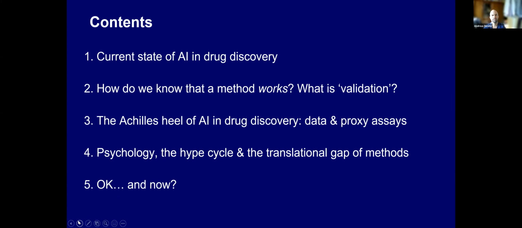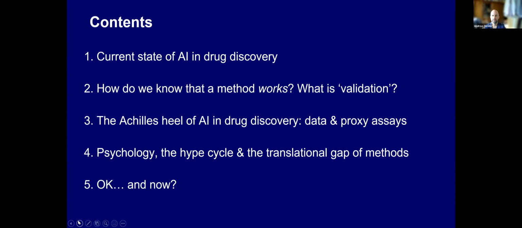So what will I go through today? A few slides about the current state of AI in drug discovery. Then I will talk about method validation and how we can actually validate a model. That's a key question. If you have something that's cool and new and great, how do you actually show that it's better than what has been done before? How do you validate the model? How do you benchmark? That's very difficult when it comes to drug discovery data.